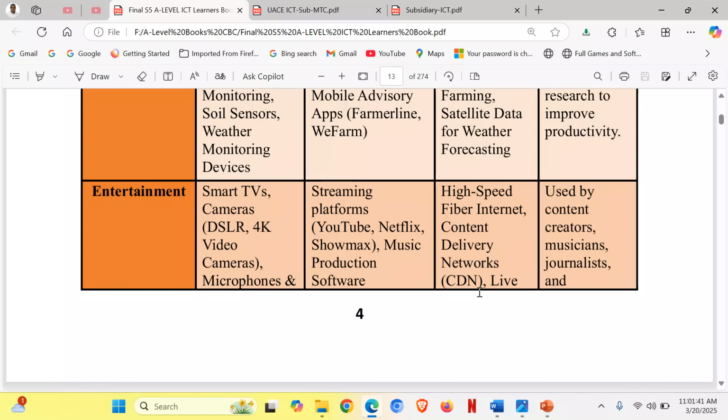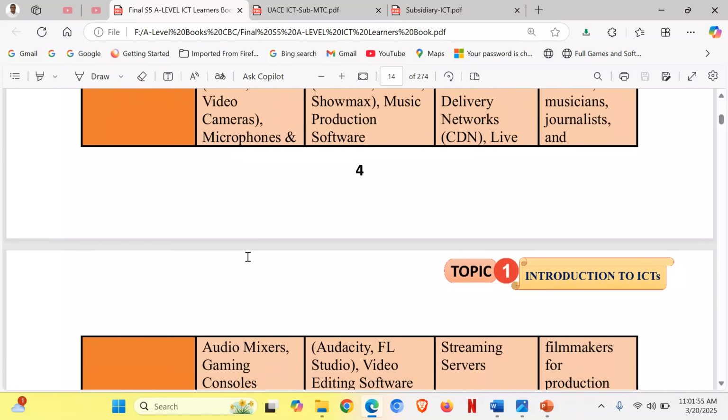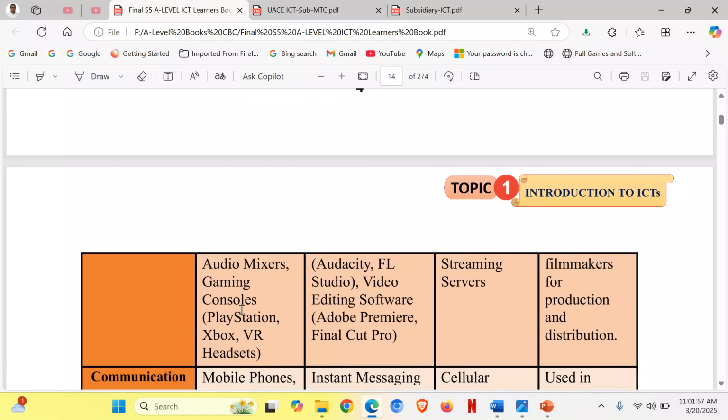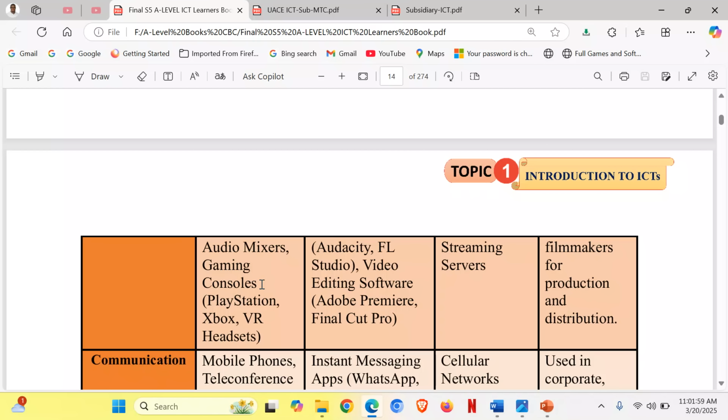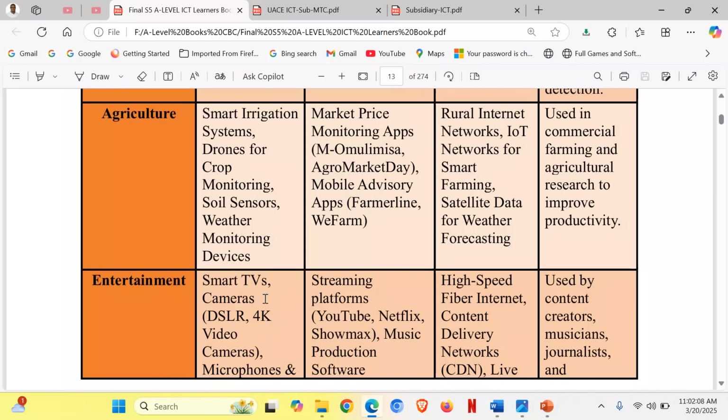How about entertainment? We have hardware ICT tools like smart TVs, cameras, DSLR. We have 4K video cameras, we have microphones, we have audio mixers, we have gaming consoles, what we call the PlayStation, we have Xbox, we have virtual reality VR headsets. Those are the hardware ICT tools in entertainment.